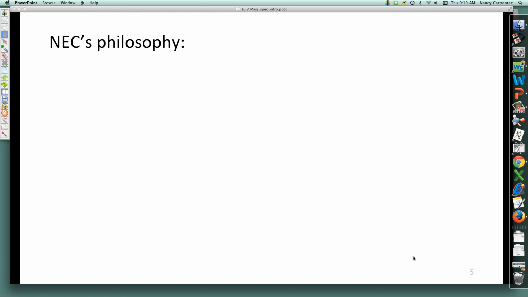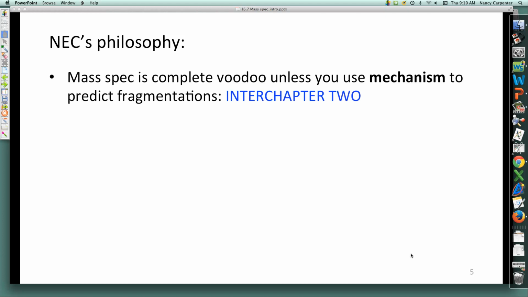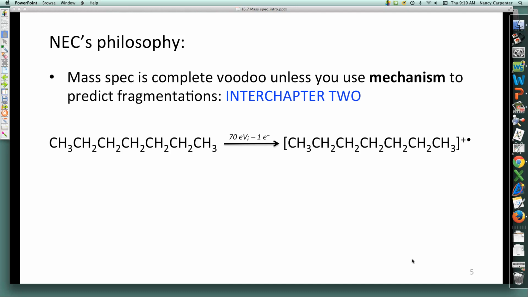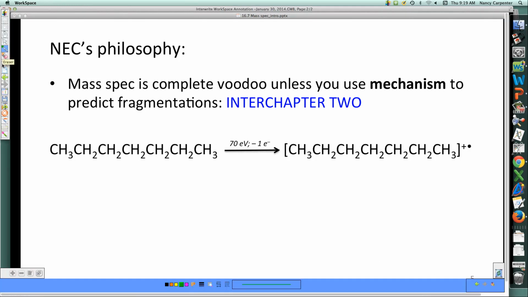Alright, what is my philosophy about mass spec? It is voodoo, unless you use mechanism to predict the patterns that you will see in a mass spectrum. But that's chapter 2 stuff. It's introduced in chapter 16 without the mechanism at all. And so I just want to give you an example of how useful it is going to be to understand in a mechanistic sense what is going on.